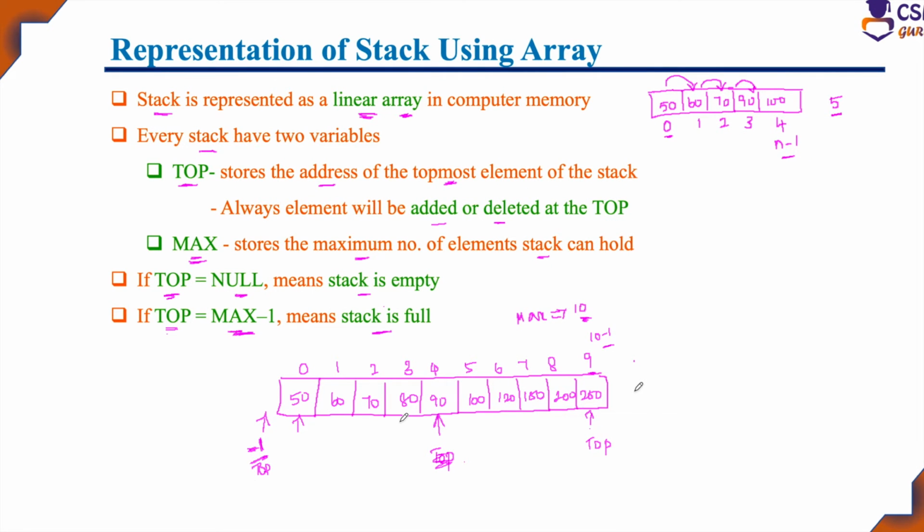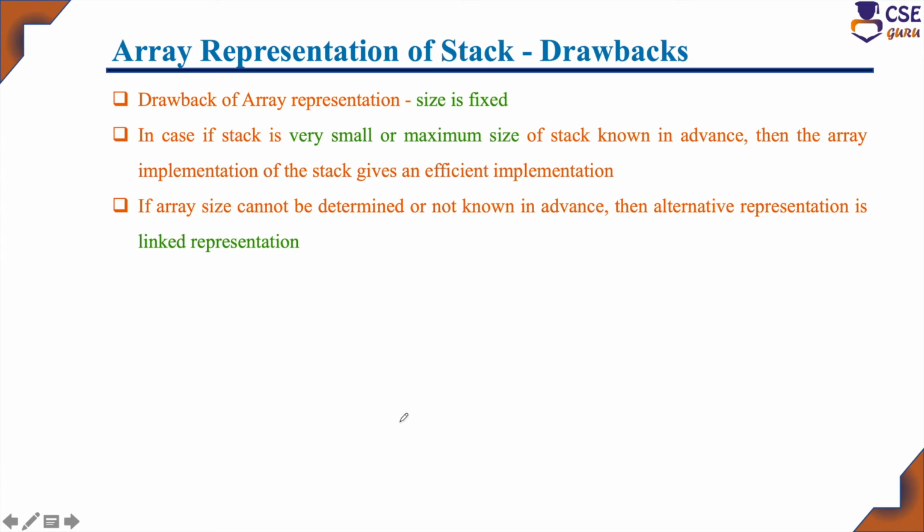What is the drawback in array representation? Why do we need to go for another representation, that is, linked list representation? The main drawback in array representation is that the size is fixed. Whatever maximum size you allocate, only that size can be stored throughout the execution. You cannot increase the size further. That is not possible. So this is the major disadvantage in array representation of the stack.